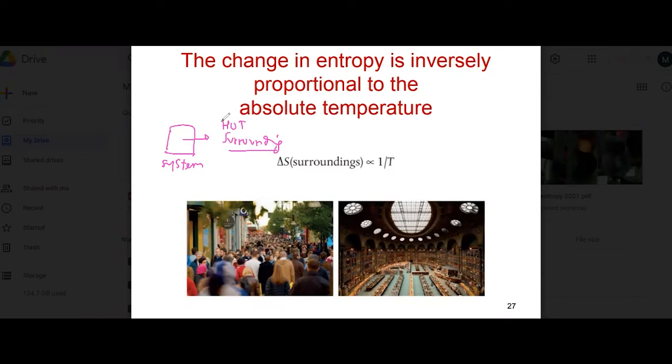But if the surroundings are cold, what happens? If the surroundings are cold, the same amount of heat could cause a dramatic change in entropy. Okay, do you understand? So once again, it depends on the current state of disorder in the surroundings. If the surroundings are hot, the addition of a little extra heat makes a little difference to the disorder. But if the surroundings are cold, the same amount of heat causes a dramatic change in entropy.